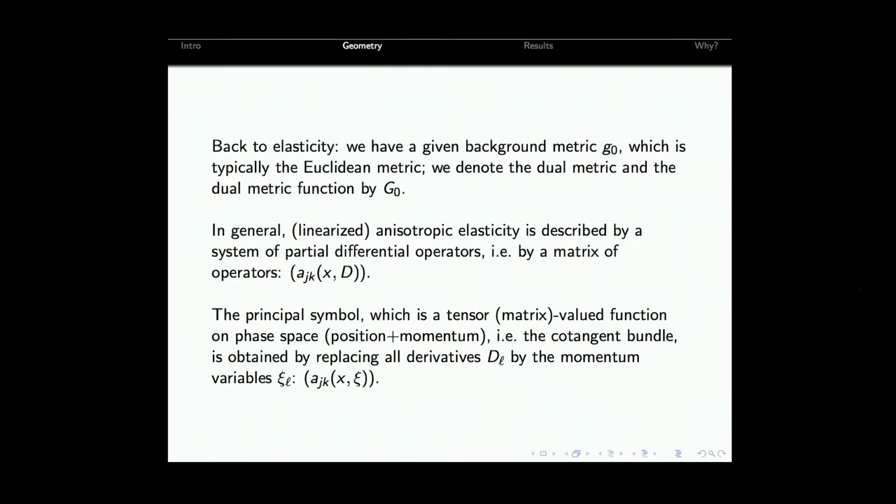So the way I set it up, I make it geometric. The way we start is that we have a background metric. So this could be the Euclidean metric. We love the Euclidean metric. It's nice and simple. That's an inner product that tells you the inner product of vectors. And then we have a dual metric that's simply the inverse, that tells you the dot product of covectors.